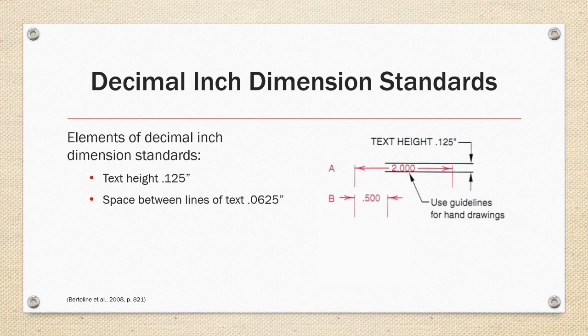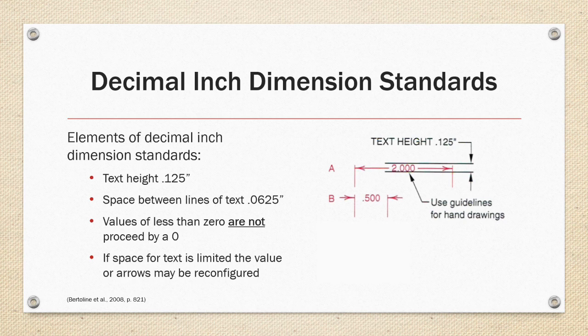Values of less than 1 are not preceded with a 0, as shown in the example on the right as item B. If space for the text is limited, the value or arrows may be reconfigured, as shown in items B, C, and D in the image on the right.